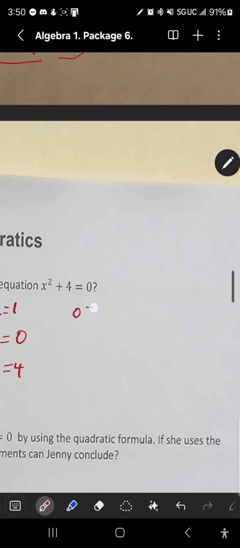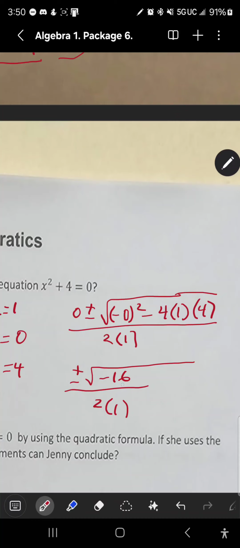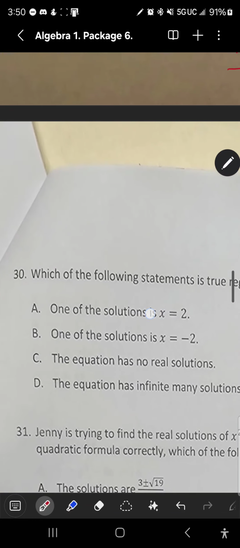So this will be negative b, so 0, plus minus square root of b squared, which is 0 squared, minus 4ac, over 2a. When I solve for this, I just have plus minus square root of 0 squared, which is 0, so I'm going to ignore it. And negative 4 times 1 is negative 4, negative 4 times 4 is negative 16, over 2a, or over 2 times 1, since a is 1. Now, as you can see, we have a negative number inside the square root, so there are no real solutions.